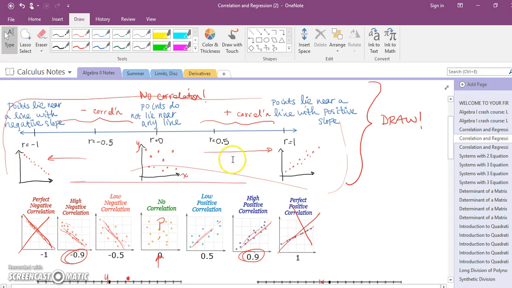So take a moment and definitely write this visual down. If it's going to help you at 0.5, you can draw an example of something going up but not that close. At -0.5, you can draw one with a negative trend but not that close. These 5 do a pretty good job of explaining it. I just really like this visual here.